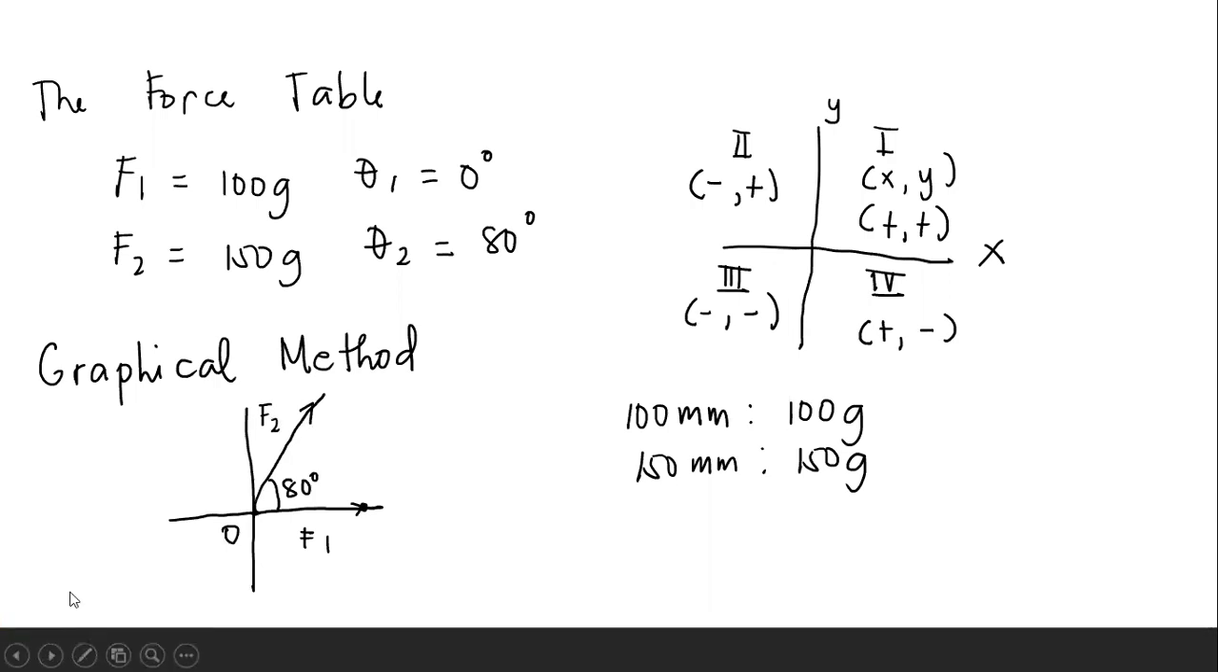Then, again, measure 100 millimeters from this point. It should be parallel with your F1. Then, measure from this point up to that point a value of 80 degrees. And then from this point up to that, it should be parallel with your F2, which is equivalent to 150 millimeters. That would be your F2.